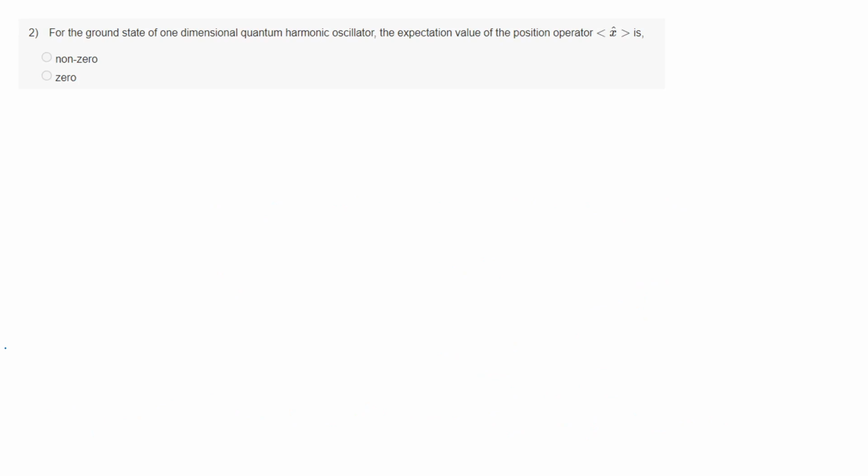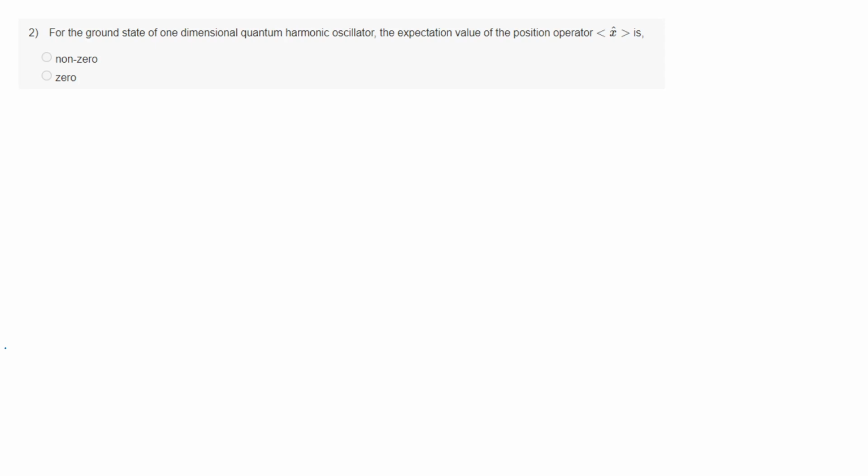The second problem is: for the ground state of a one-dimensional quantum harmonic oscillator, is the expectation value of the position operator x cap non-zero or zero? That's what we have to find. So this problem we can solve in two different ways.